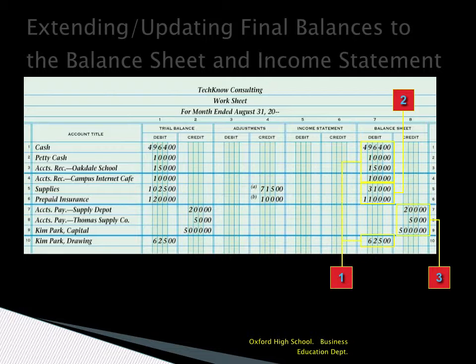Now, even for the accounts payable, both of those accounts, and for capital and for drawing, they're transferred to the balance sheet on the same side that they appear in the trial balance. We're going to now take a look at how things are transferred to the income statement. Only sales and expenses appear on the income statement.